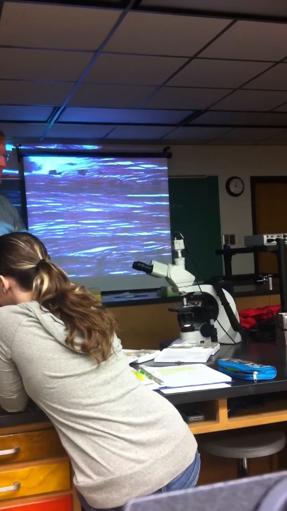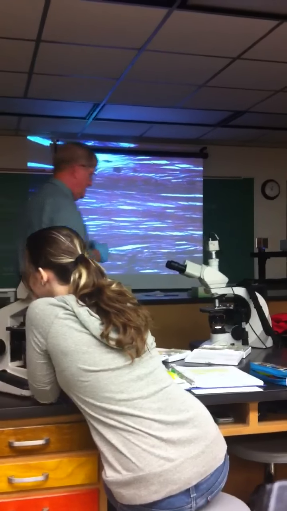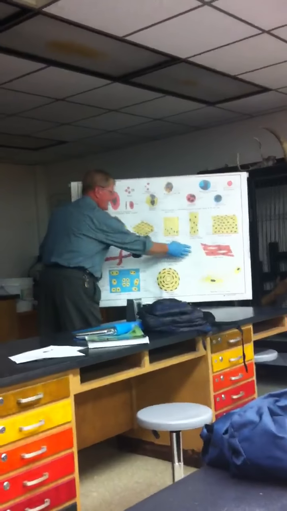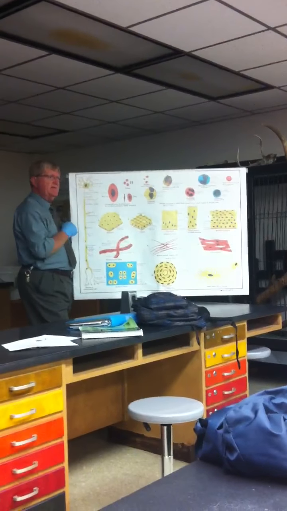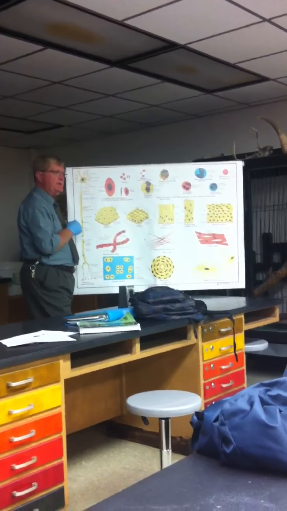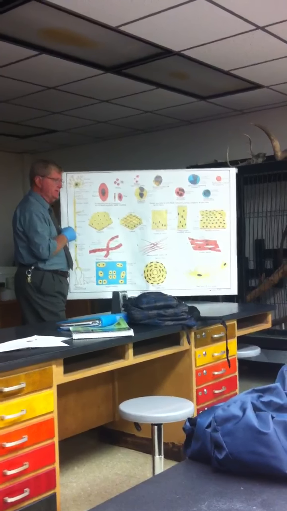Cardiac and skeletal. How are we going to distinguish them? First look at your handout sheet, then look at these two diagrams. What's the difference between cardiac and skeletal muscle tissue?